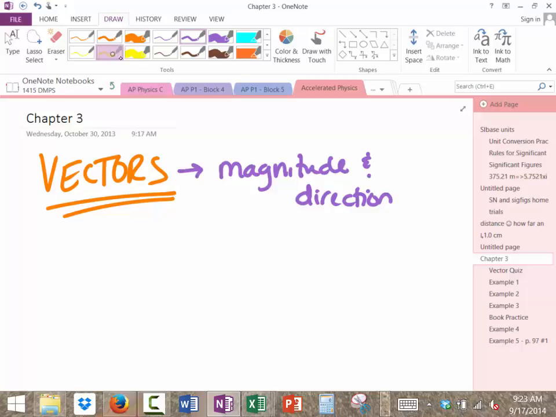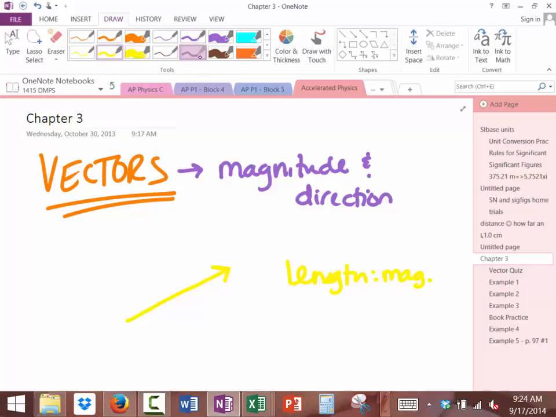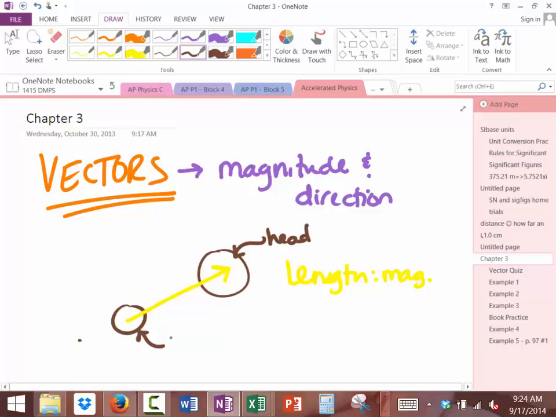So if we draw a picture of a vector, okay, the length of the arrow dictates the magnitude, or represents the magnitude. And the way the arrow is pointing represents the direction. Okay? So that we're all talking about the same thing, a couple of terms about the arrow itself. This part up here is called the head. And this part down here is called the tail. Okay?